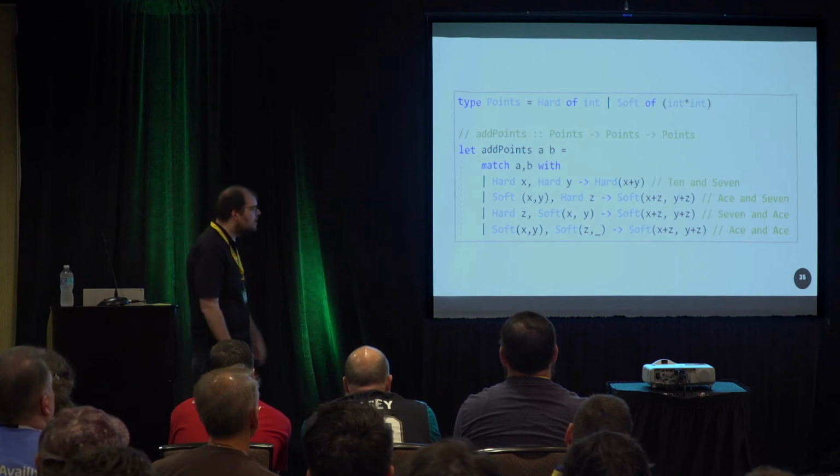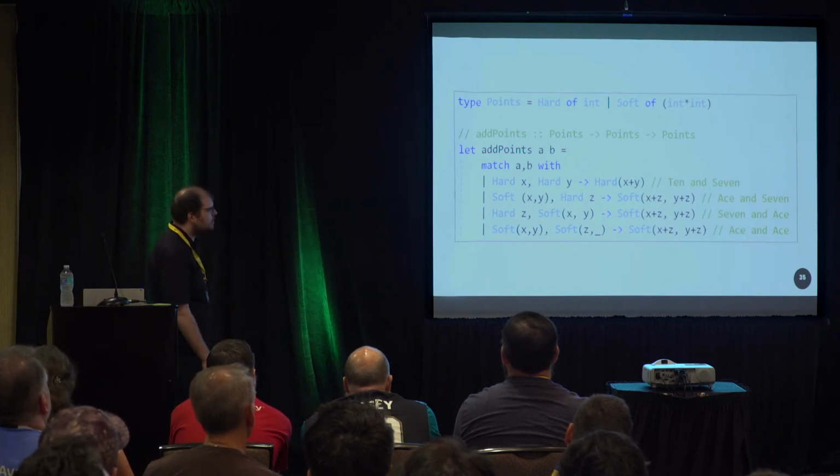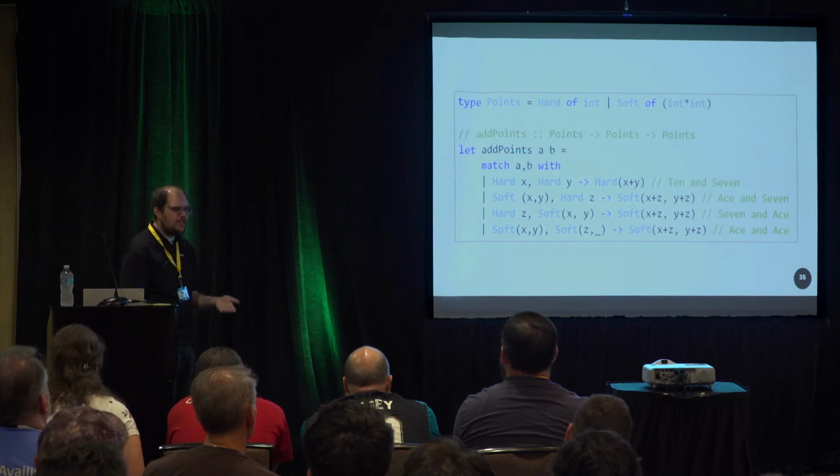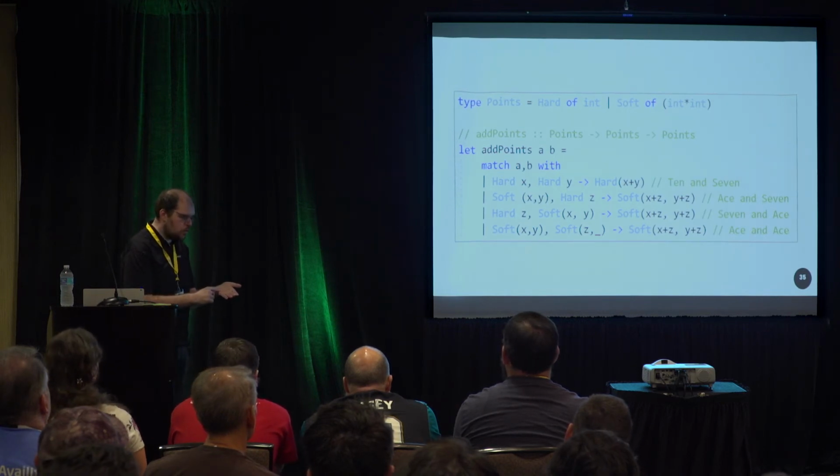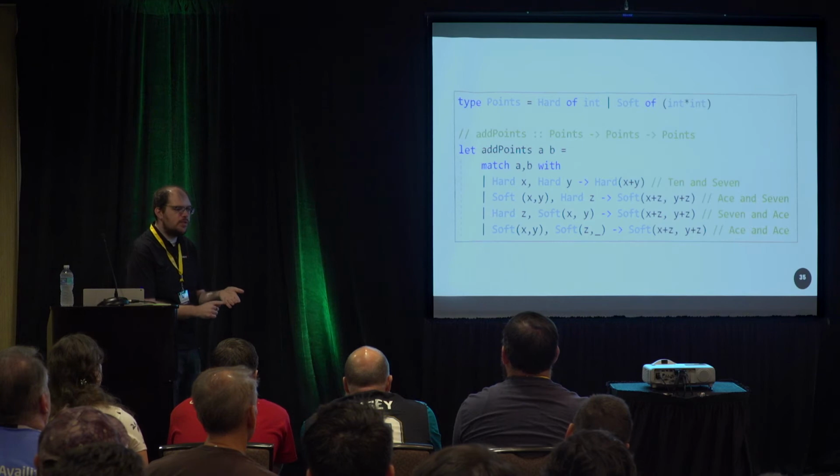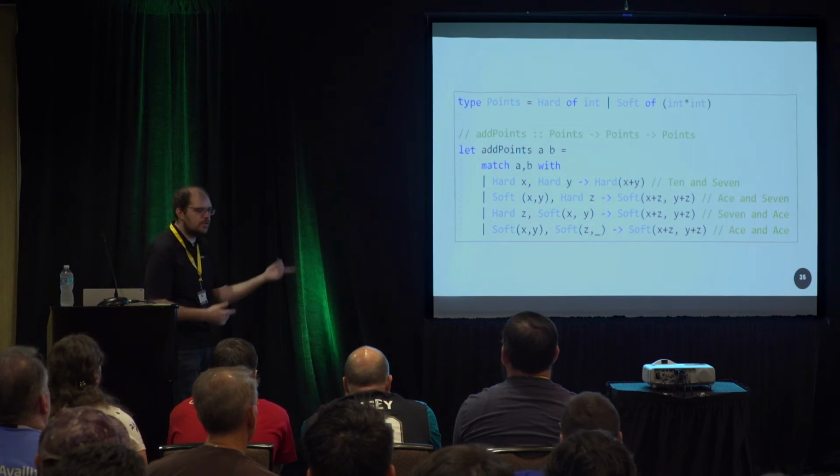And the fourth case is where you've got an ace and an ace. If you do the math, you realize that you end up with 2, 12, 12, and 22. 22 is invalid, so you get to chuck that one away. So that's why I defined it this way.